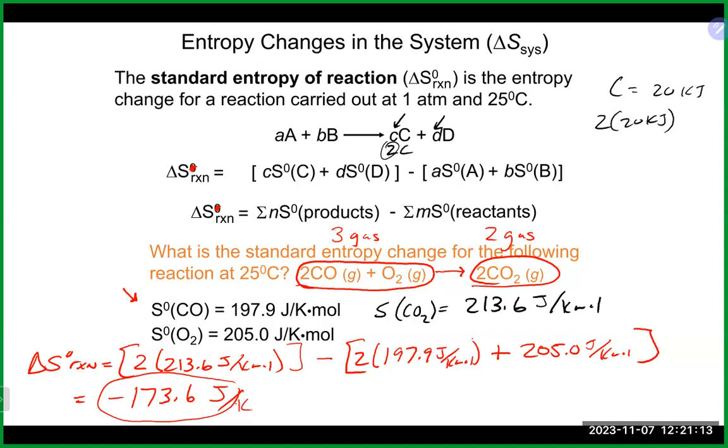So that is a way you could make a prediction before you do the calculation, to make sure you didn't mess up the calculation. It won't help you with the number part, but the sign should agree. Once again, this value does not tell us whether or not this reaction is spontaneous. It just tells us what's happening in terms of the order: it's increasing or decreasing based on the sign. Any questions on that calculation?